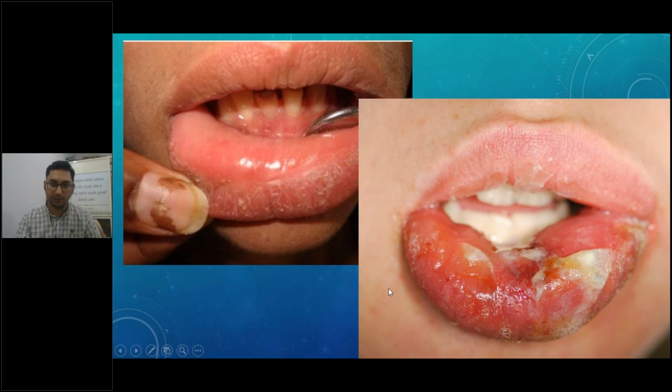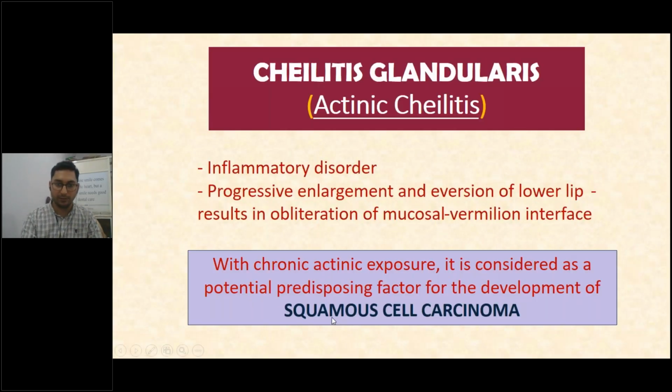This is cheilitis glandularis. So one point you need to remember is squamous cell carcinoma. Plus it has three types: simple, suppurative, and deep suppurative. I'll just write here. You just know the names, nothing else. One is simple. Please understand my writing. Second is suppurative, and third is deep suppurative.